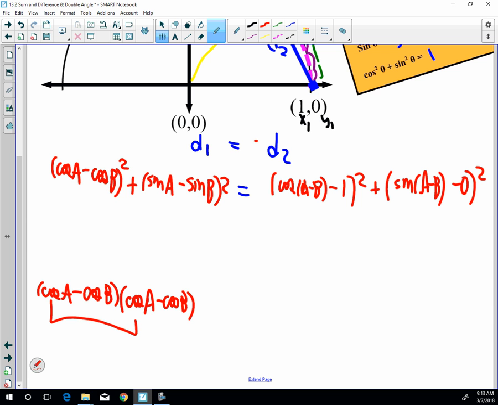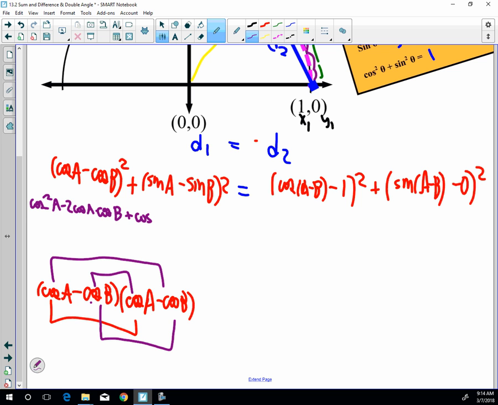FOIL it. You're going to get, I'm going to use purple here, and I'm going to write small because I think I have this theory that I can get this to fit. I hope. Cosine A times cosine A is cosine squared A. Then it's going to be minus cosine A cosine B. And then it's going to be minus another one, cosine A cosine B. Can I just shorten that into minus 2 cosine A cosine B? Are you okay with that? Is that good? And then the last one's just going to be plus what? Cosine squared B.